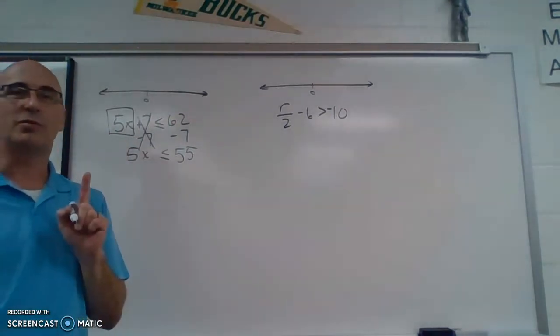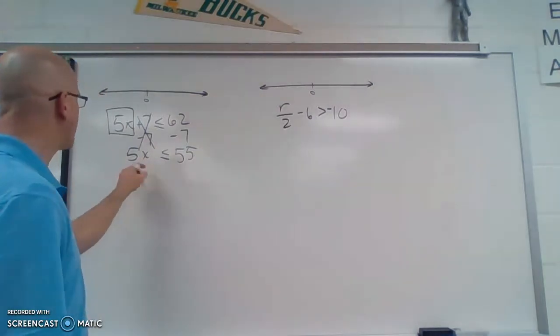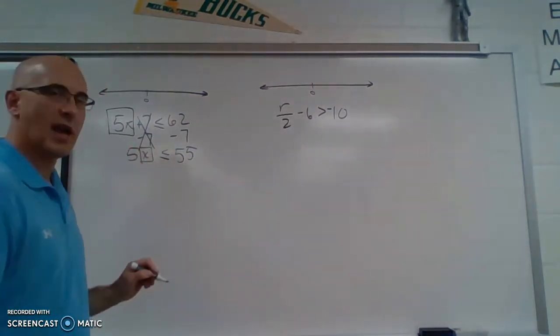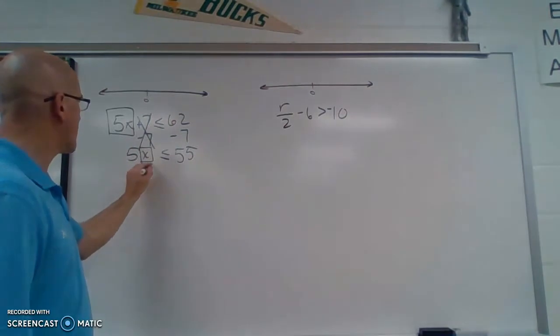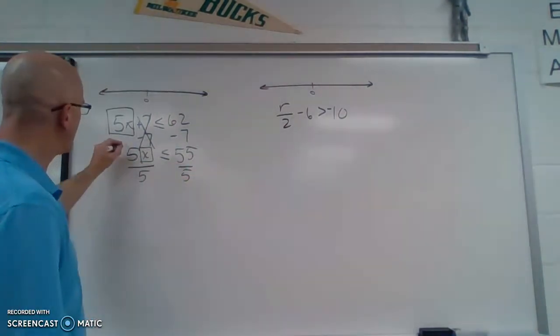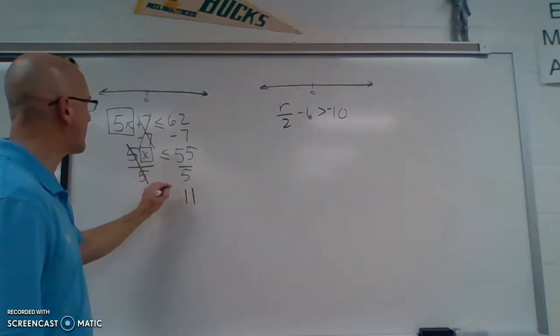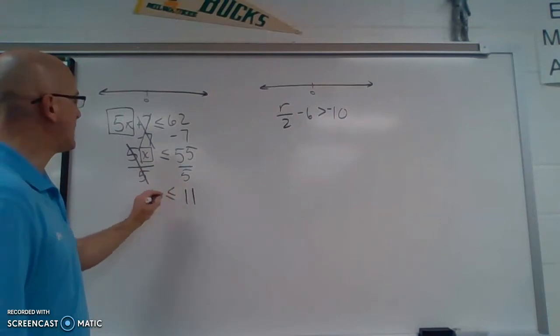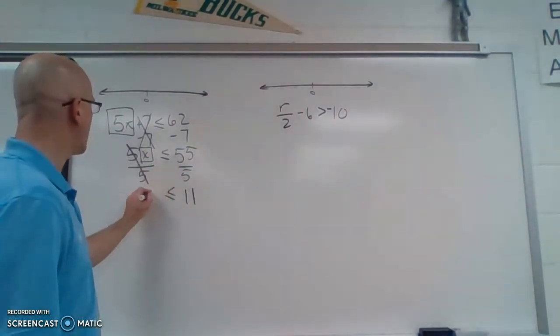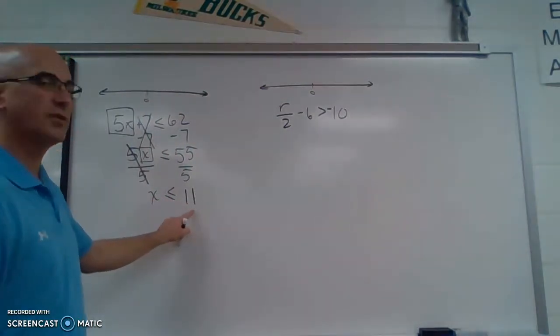Now we are going to do the same thing again. Remember, if it's two-step, we got to do it twice. So 5 times x, we are going to quarantine the x. This is multiplication, so the inverse is division. We cross off and do the math. 55 divided by 5 is 11. We keep the inequality, and we're left with x over here. X is less than or equal to 11.